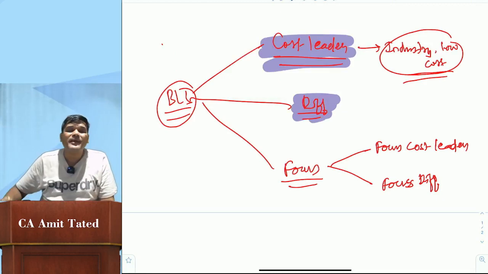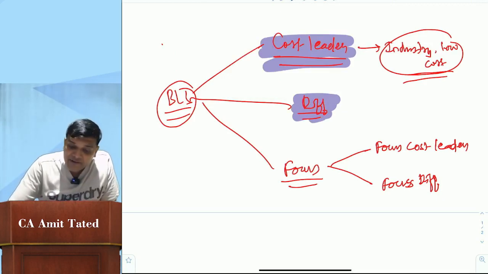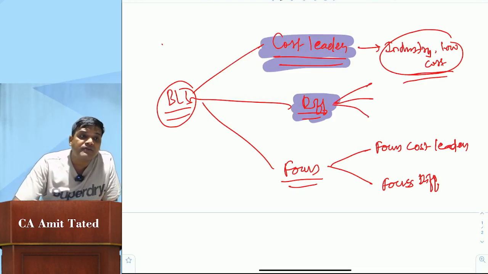He is charging a premium price. He is different from others. Now in differentiation, there are three bases of differentiation. What are the three bases of differentiation, Malik?